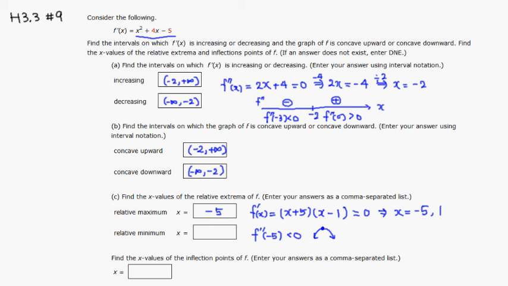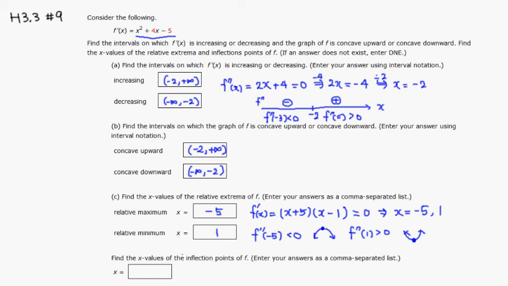Then if you look at the second derivative at positive 1, it's 2 times 1 plus 4, which is definitely positive. Which means that at that critical number, it's concave up. So we're looking at that point right there. So that's going to be a relative minimum. So at x equals 1, you have a relative minimum.